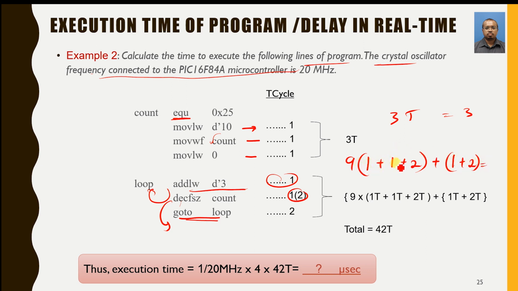So what we have here, 2, 3, 4, 36 plus 3. We have 39. 39, 42. Okay, 42. So execution time is, the crystal is 20 megahertz. 1 over 20 times 4, because of 4 clock cycles per instruction, times 42. Okay, so we got the final answer.